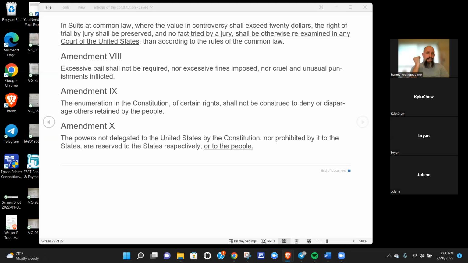Amendment 8. Excessive bail shall not be required, nor excessive fines imposed, nor cruel and unusual punishments. You know, this one actually kind of hits close to home because I know a handful of people that have been incarcerated recently, and the treatment that they are put under is disgusting.